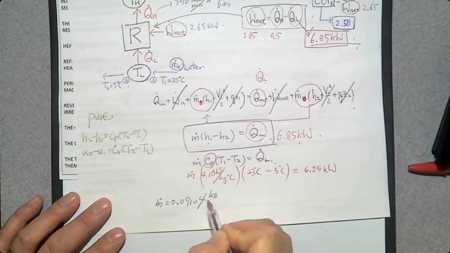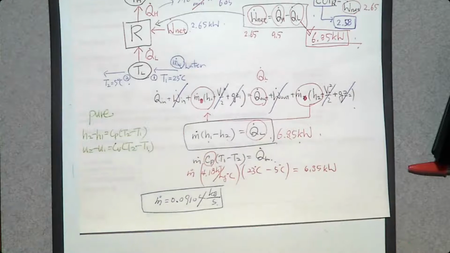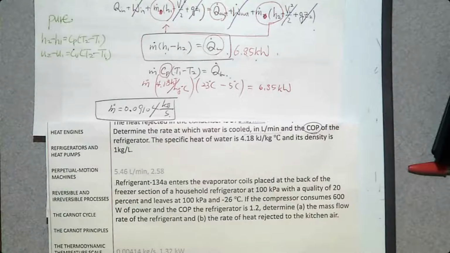0.09104 kilogram per second. That's it? Not really. We want to determine the rate of this water in liter per minute. Liter per minute. This one is mass flow rate, kilogram per second. Liter per minute. This is the mass flow rate? No, liter is volume. It's a volume flow rate.